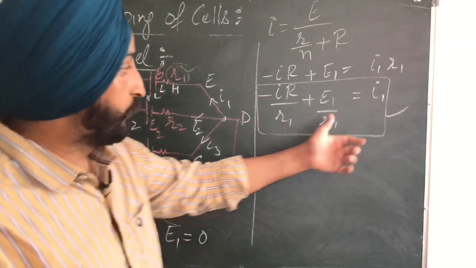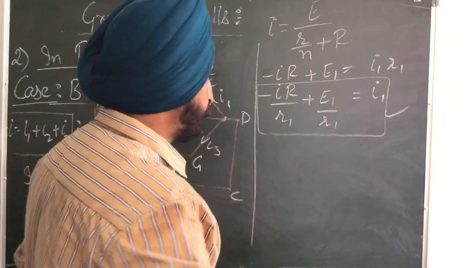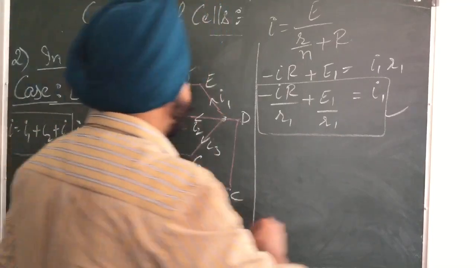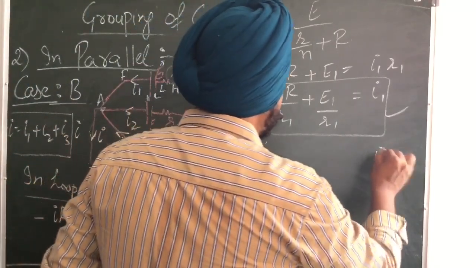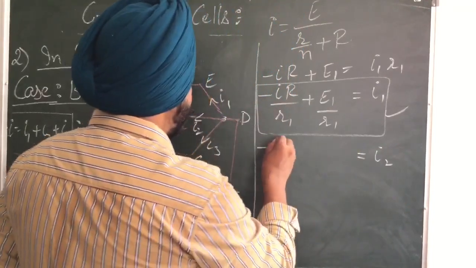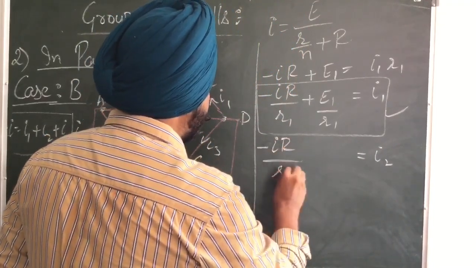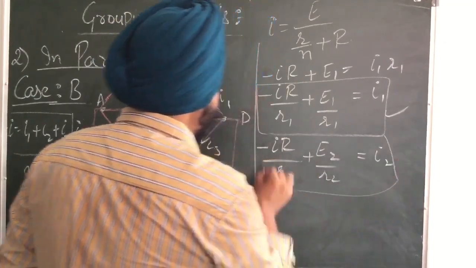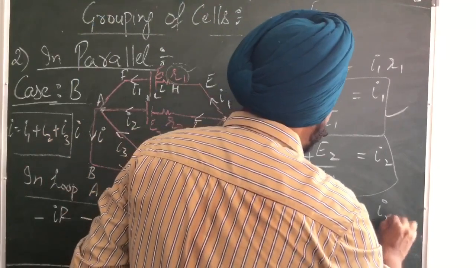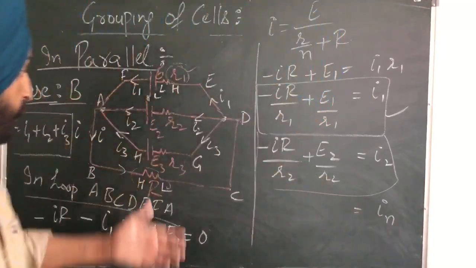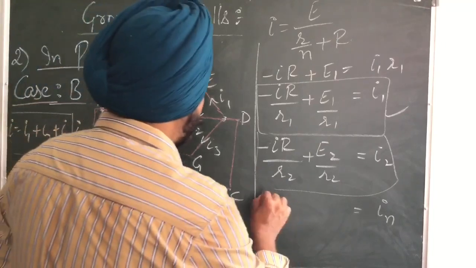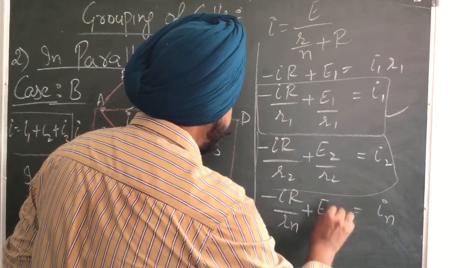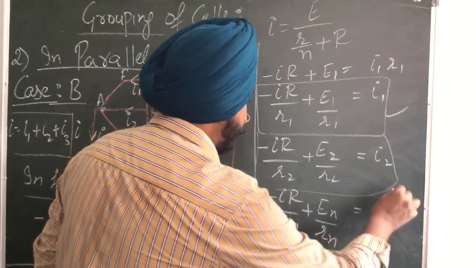So if this is the value for I1, similarly you can get the values of I2, I3 and up to IN, and those values will be, the value of I2 would be equal to minus IR by R2 plus E2 by R2. Fine. In the similar manner, the value for IN that you will be receiving for nth battery would be equal to IR over Rn plus En by Rn.